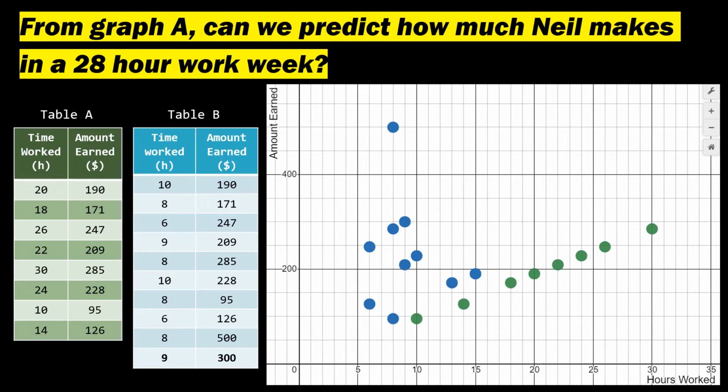So from graph A, can we predict how much Neil makes in a 28-hour work week? Yeah, that shouldn't be too hard. We could locate 28 and we can just draw a vertical line going up, and then read our y value on the graph. So we'll go directly across, and I'm thinking this is somewhere close to like 270. It looks like it's just below 300, so about $270 would be his pay. This is just an approximation from reading the graph. If we determine the equation for Neil's pay, we could actually find an exact amount.